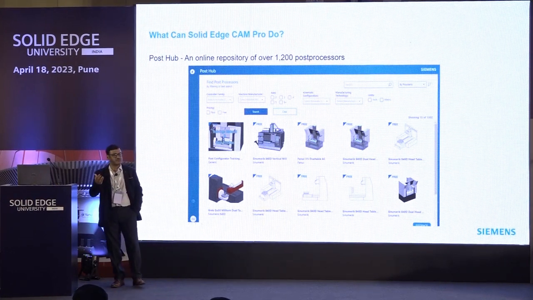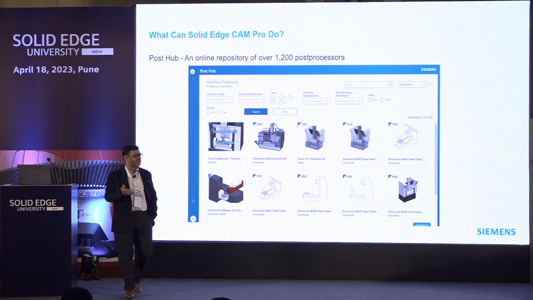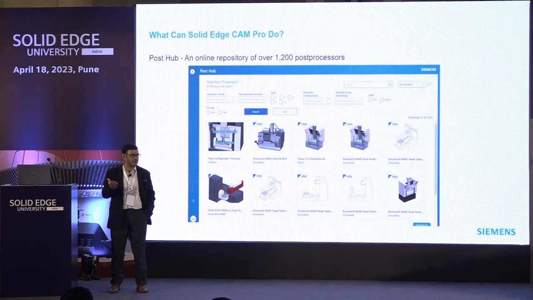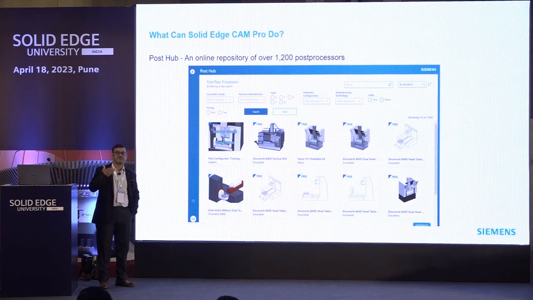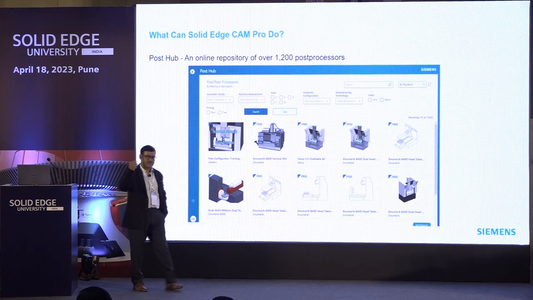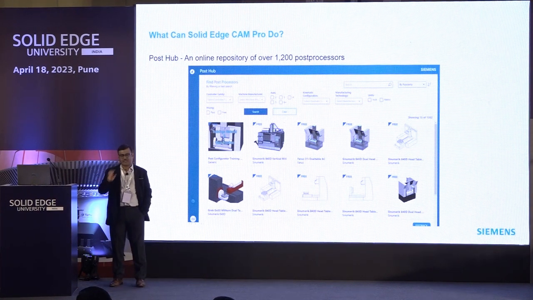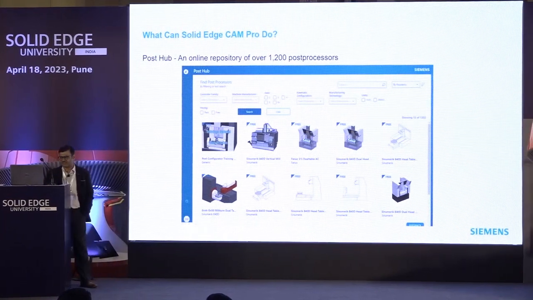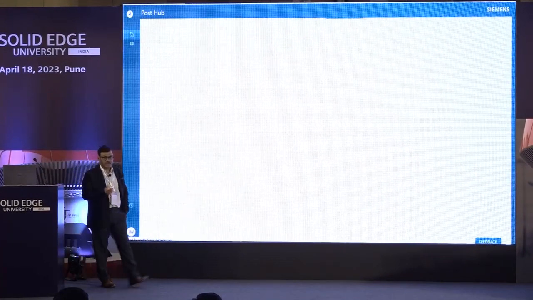So 1,200 posts we have already put under the Post Hub. Some are free, some are chargeable with nominal fees, but I encourage it, because the cost of the machine you buy is always higher. Don't compromise on the quality of the post we use, because that's the safety of the machine. It's always beneficial to go with the proven post rather than the trial and error post. I always recommend going ahead with Solid Edge CAM Pro. We have 1,200 plus posts already available. You can take them and use them in your day-to-day activity.